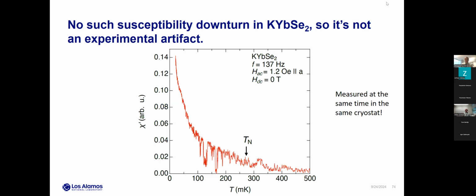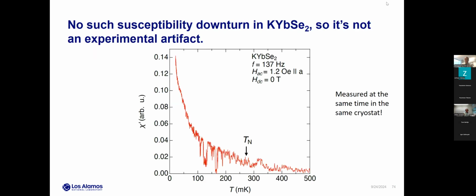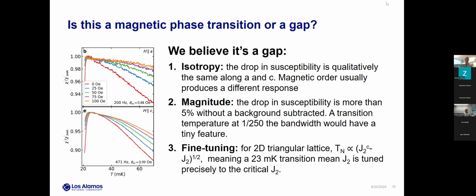So this is not an experimental artifact. We've actually since remeasured it a couple times in the same machine, and we find the same thing no matter which sodium crystal we use. We see the susceptibility downturn. So the question is, next slide, is this a magnetic phase transition or is it a gap?